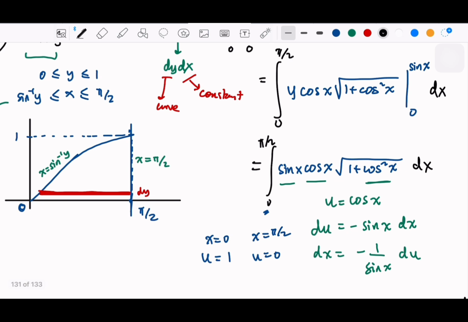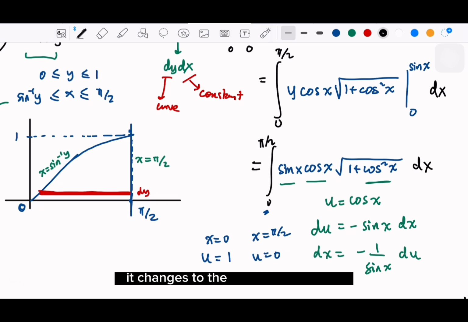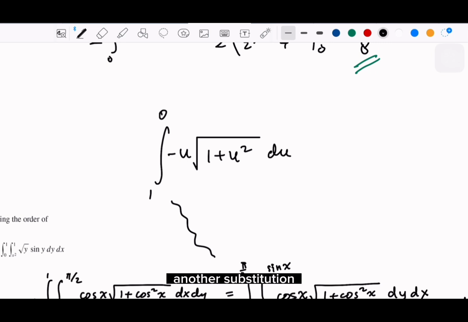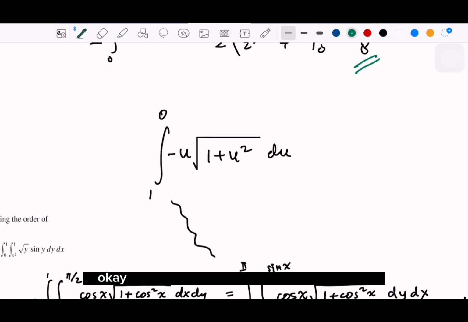And then I will exchange this to dx here. So negative, so I will add negative u. Then we have another simple problem here. Okay, another substitution. Okay, let's say v. Okay, v is u squared. So dv is 2u du.